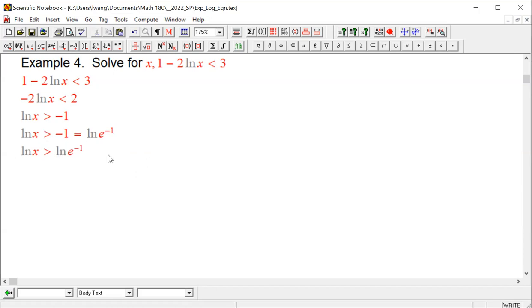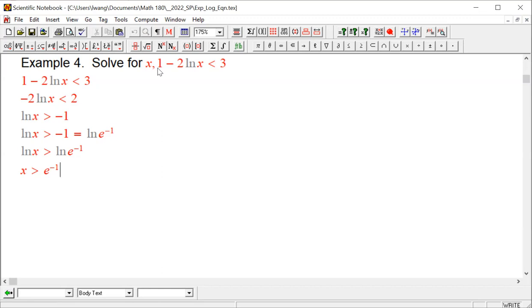Ln x is an increasing function. So this will lead us to what? This will lead us to x is larger than what? x is going to be larger than e to the power negative 1.